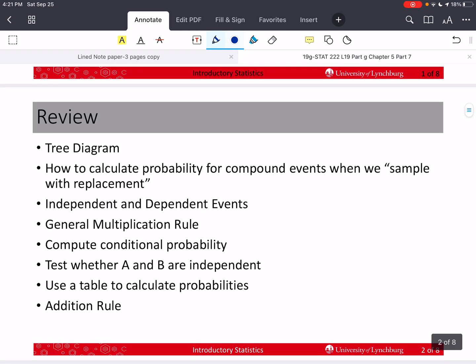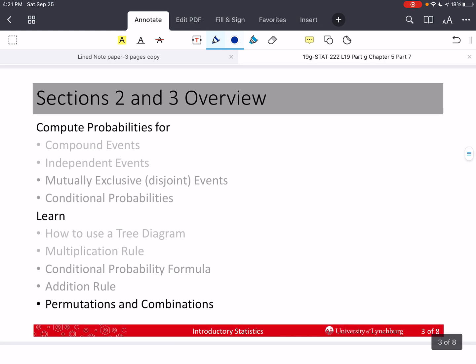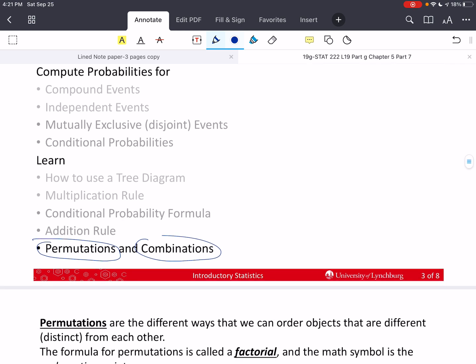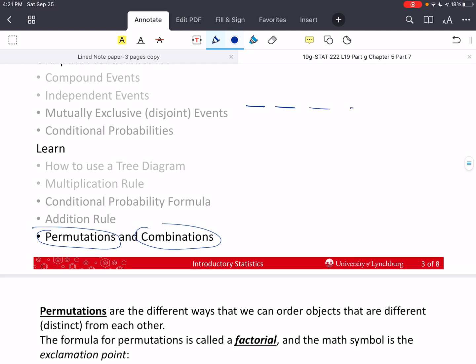So here are all the things we've learned so far. Last time we talked about the addition rule in detail. And what we have left to do is learn about permutations and combinations. So that's what we're going to do. So what is a permutation? It's different orders of things. So I'm going to give you an example here of 1, 2, 3, 4. So I have 4 numbers, 1, 2, 3, 4.